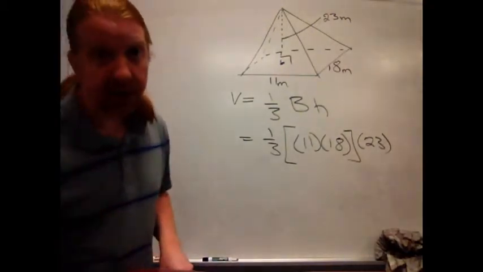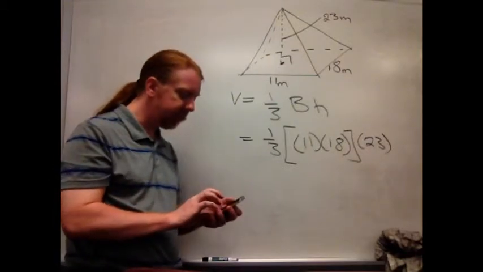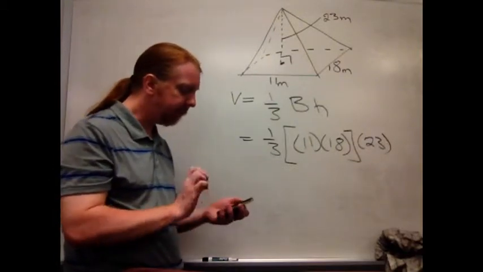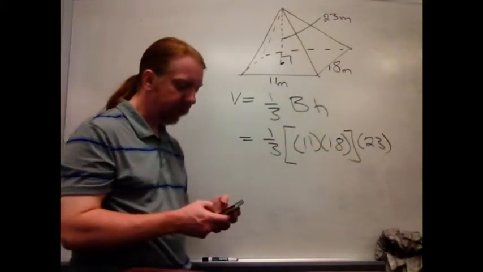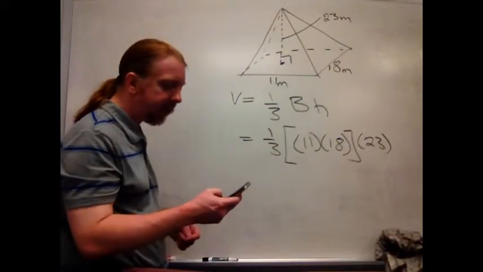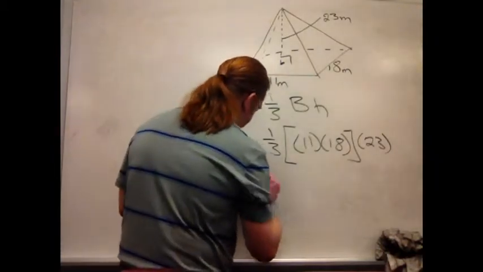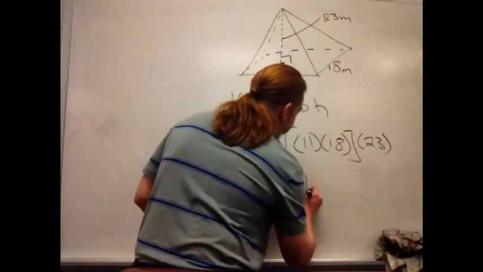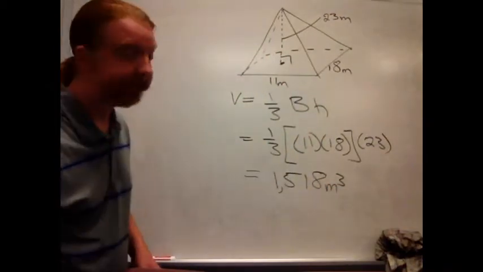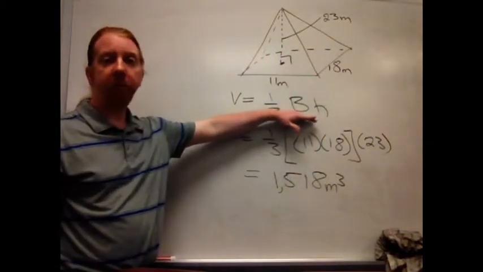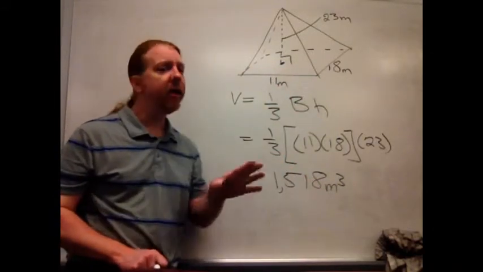Now, calculator time. Let's see what we've got for our final answer. I take 11 times 18. That's my base. I'm going to multiply that by 23. That's my altitude. And I'll divide that whole thing by 3 or multiply by 1/3. That gives me a volume of 1,518 cubic meters. 1/3 area of the base times the height, and then you can substitute through. This doesn't change for cones.